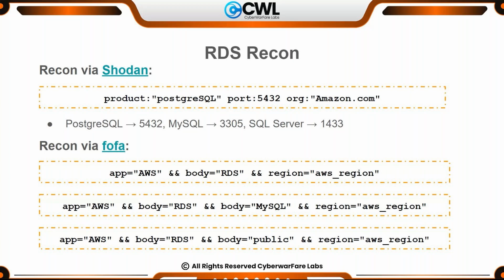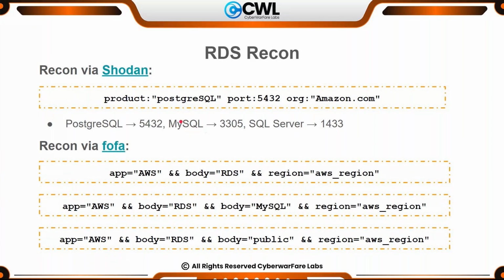This query consists of three important components. First component is the product, specifying the type of the database. For example, in our query, we have mentioned PostgreSQL, but we also have MySQL, SQL Server, and other databases as well.